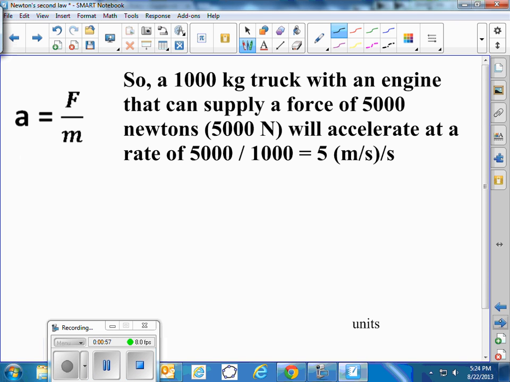So some examples. If we had a 1,000 kilogram truck with an engine that can supply a force of 5,000 newtons, it will accelerate at a rate of 5,000 newtons divided by 1,000 kilograms, and that will give us an acceleration of 5 meters per second every second.